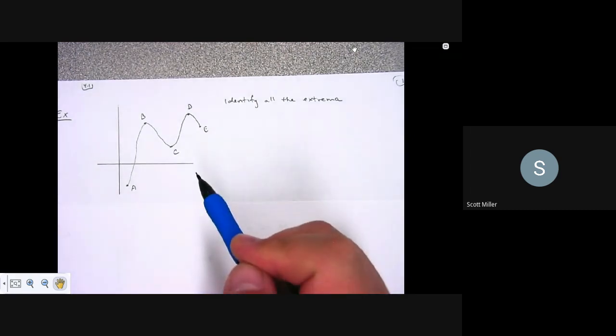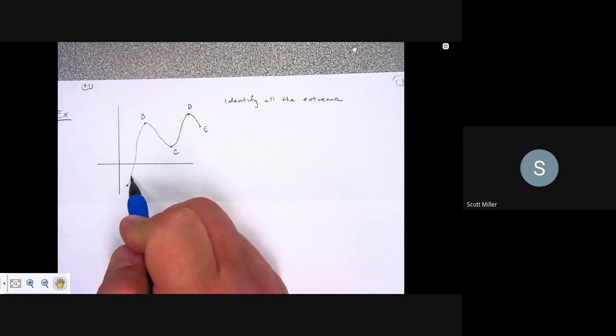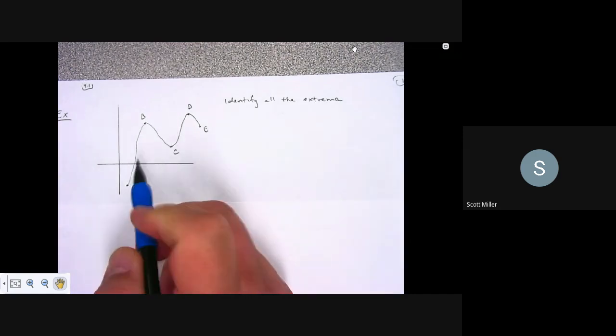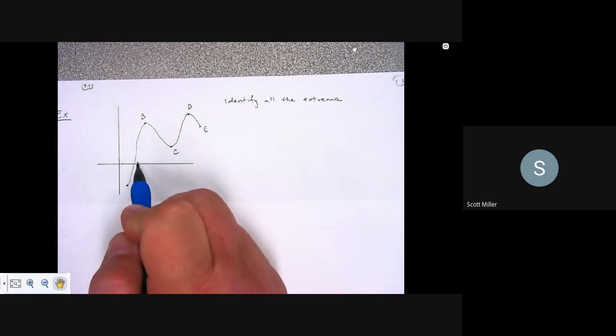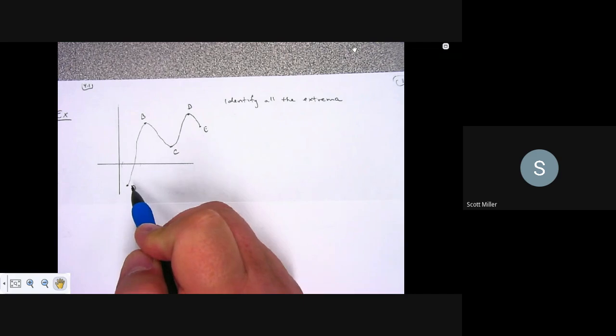Also, endpoints can be relative extremas because the interval containing that point, this is the smallest one in some little interval around it. Yes, there's no other side over here, but it is the smallest one in an interval that I can place this point into. If I pick an interval around it, this is the lowest one. That's what a relative extrema means.